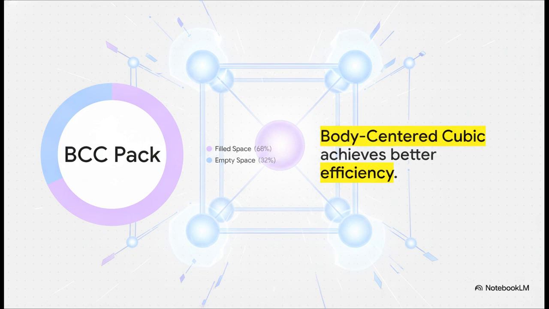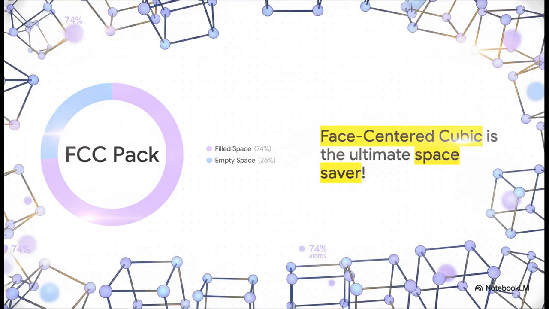But if we build on this with the body-centered cubic or BCC structure, things improve quite a bit. By placing atoms at the corners and then dropping one right in the center of the body, we now pack in 2 atoms per unit cell. Our packing efficiency jumps up to 68%, which drops that empty free space down to a much better 32%. And the absolute winner in our geometric packing contest? That would be the face-centered cubic structure. By placing atoms at the corners and right in the center of every single face of the cube, we effectively cram 4 whole atoms into the unit cell.